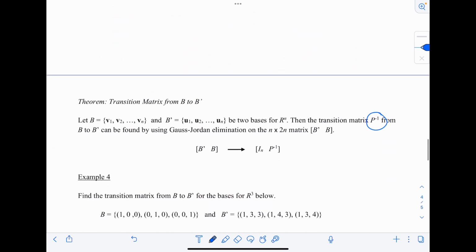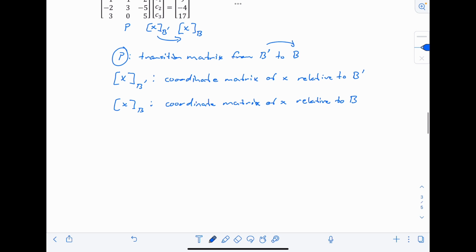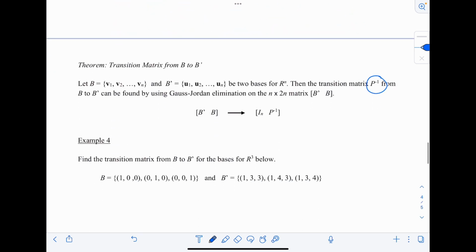Now, if you think about what an inverse function does, it undoes what the function was doing. So the inverse of squaring is square roots, and the inverse of multiplying is dividing. Here, the function P is a transition matrix from B prime to B, and the inverse is from B to B prime. So all we're doing is reversing this, and we're going to use P inverse to take us from B to B prime.